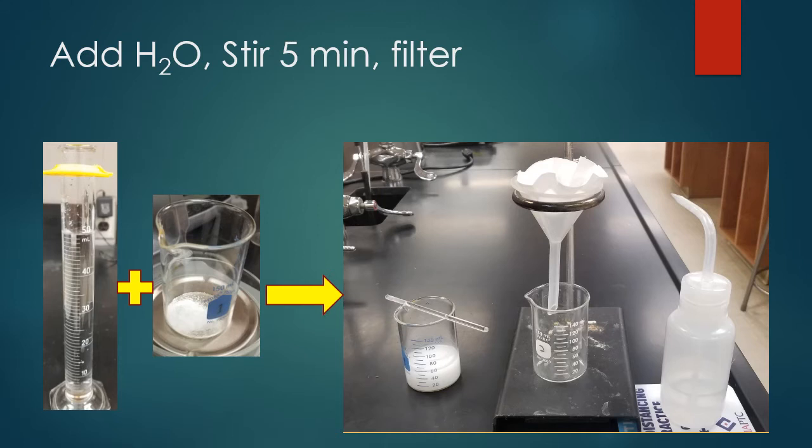Now that we have masses of everything, we're ready to get started. We're going to start by measuring 50 mL of deionized water, and that's what we have in the graduated cylinder to the far left. We're going to add that 50 milliliters of water to our unknown mixture. We're then going to stir continuously for about 5 minutes. The reason that we're stirring it continuously is we're just trying to give time and some agitation to get that sodium chloride to dissolve.